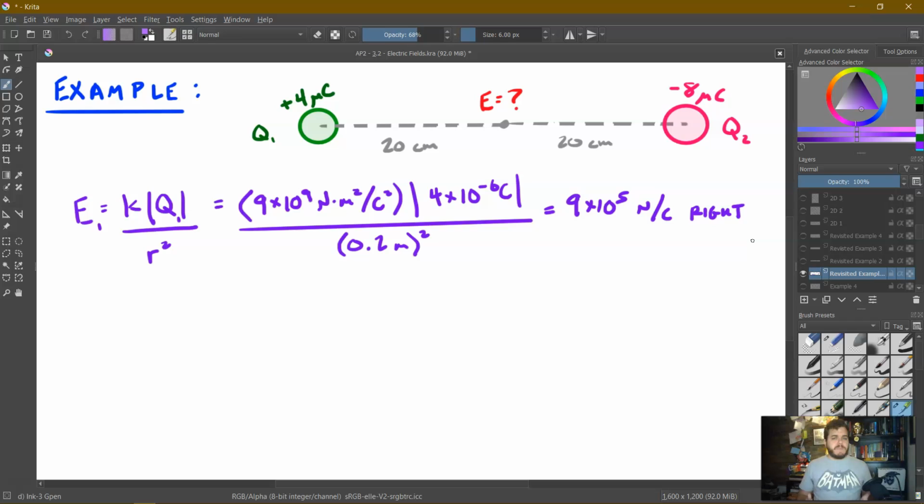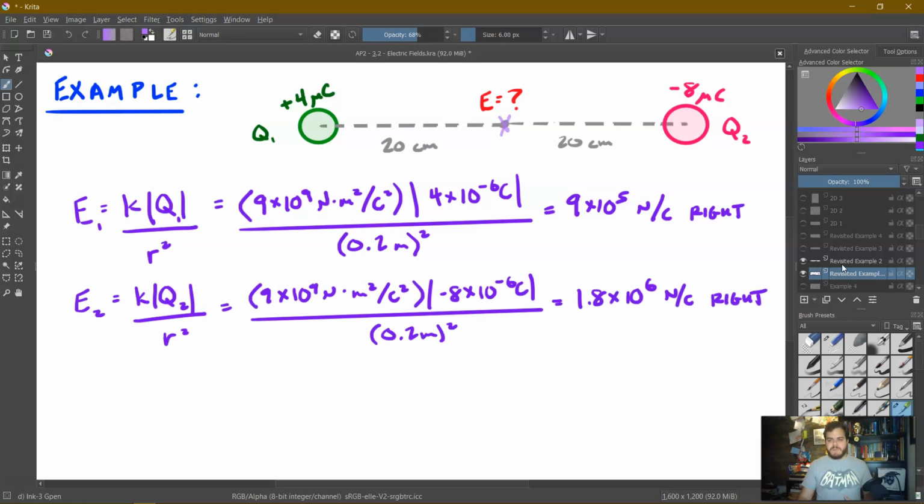But let's take this a step further. Let's say that I now add a second charge, a negative charge of negative 8 microcoulombs that is also 20 centimeters away on the opposite side, and I once again want to know the electric field at this point. Well, the electric field from the first charge is no different. So I've already calculated it is 9 times 10 to the 5th newtons per coulomb to the right. But I now need to figure out what electric field is generated from the second charge at this point. I once again just plug in my numbers.